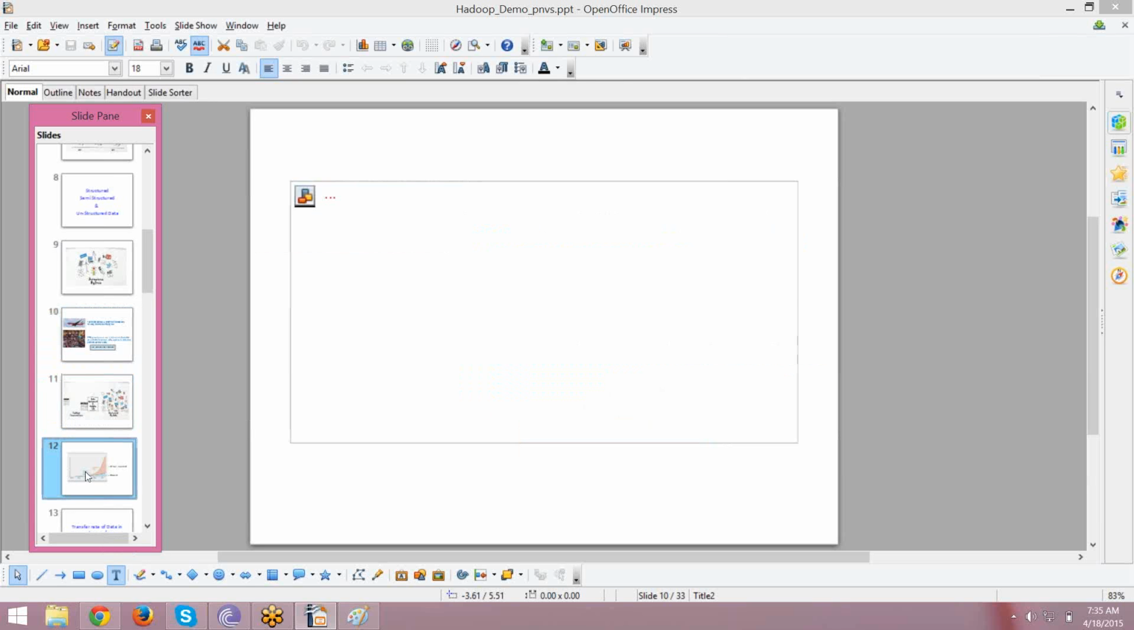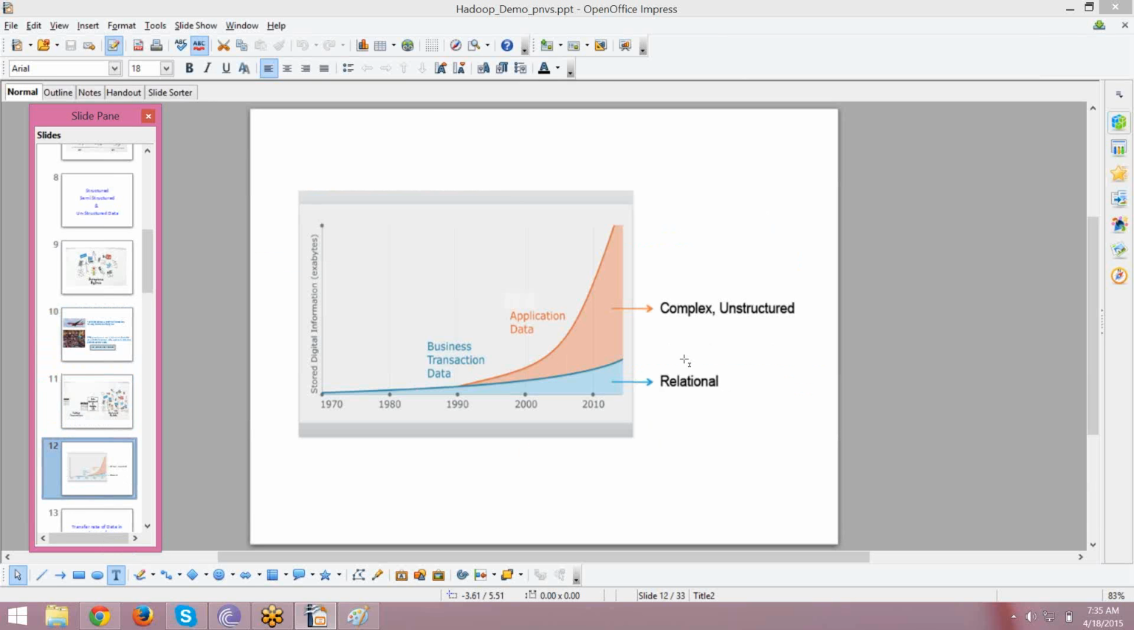This graph will show you how much complex data is coming right now. You can see the graph is almost going like a straight line nowadays, almost after 2010, right? The relational data is coming in a normal way, but the rest has increased very drastically. So the main deal nowadays is complex data and unstructured data.